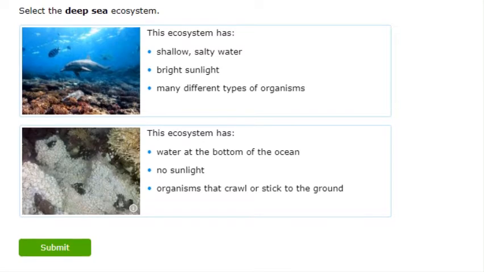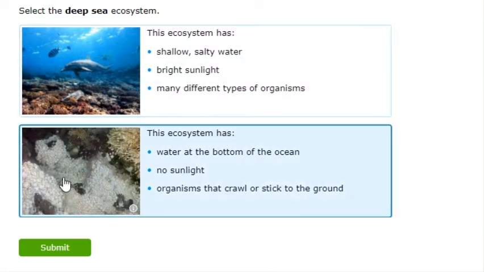Deep sea ecosystem. So both are water ecosystems. The first figure shows an ecosystem with bright sunlight. The second one has no sunlight, it's dark. In the deep sea, there is no sunlight. So I will be choosing the second one. The deep sea ecosystem has no sunlight.